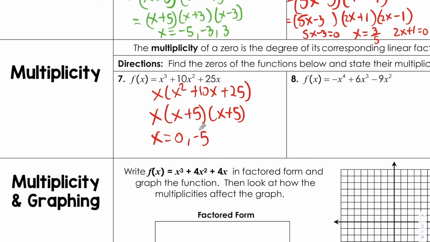So what that means is this negative 5 that came from those factors, x plus 5 and x plus 5, we'll label the minus 5 as having a multiplicity of 2. That means that the minus 5 is counting as 2 of the factored solutions.